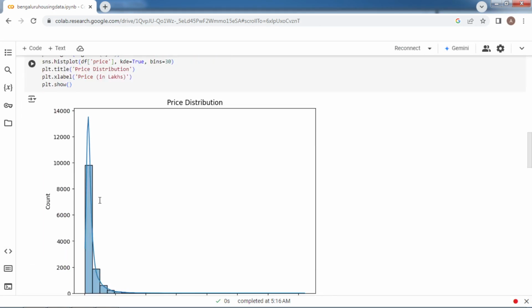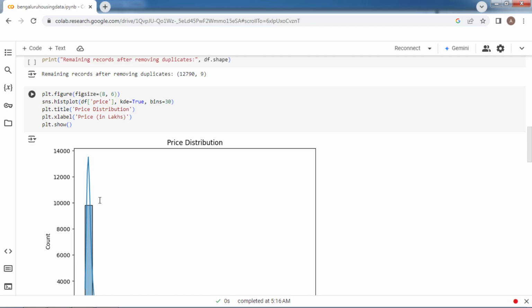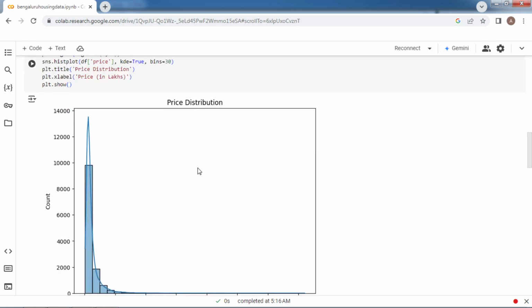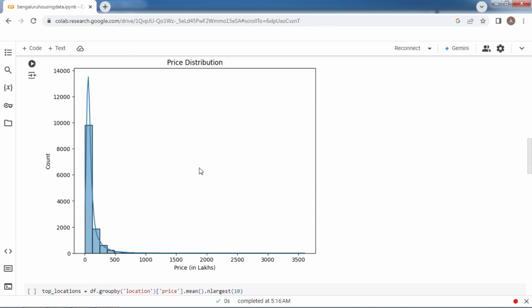You can see I've already visualized price distribution over here using a histplot. And you can see we have examined the distribution of property prices over here. Price distribution is done over here. Because if you don't understand how prices are spread across different properties, you don't really know what you're dealing with. So look at this. What do we see?